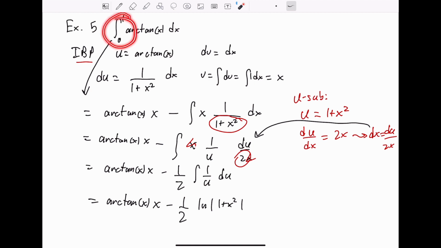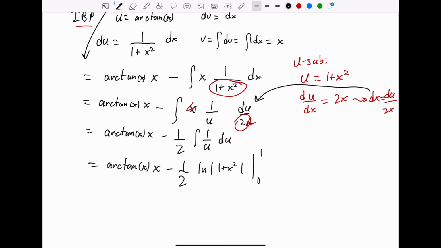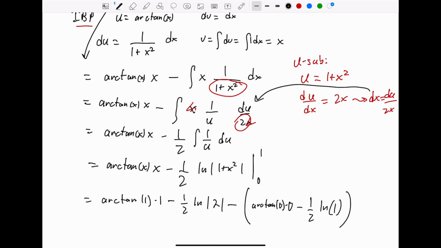We started with a definite integral, so we bring back the limits of integration at the end of the problem, integrating from 0 to 1. First we'll plug in a 1, then a 0, take the difference. Arctangent of 1 times 1 minus 1/2 natural log of 1 plus 1 squared, which is 2, minus, in parentheses, 0 times arctangent of 0, so that term will go away, minus 1/2 natural log of 1 plus 0. Natural log of 1 is 0. Both of the terms in these parentheses are 0, so our final answer is this right here.